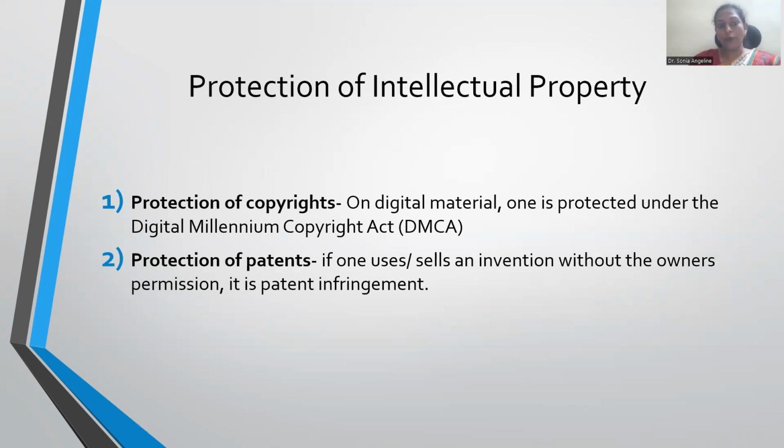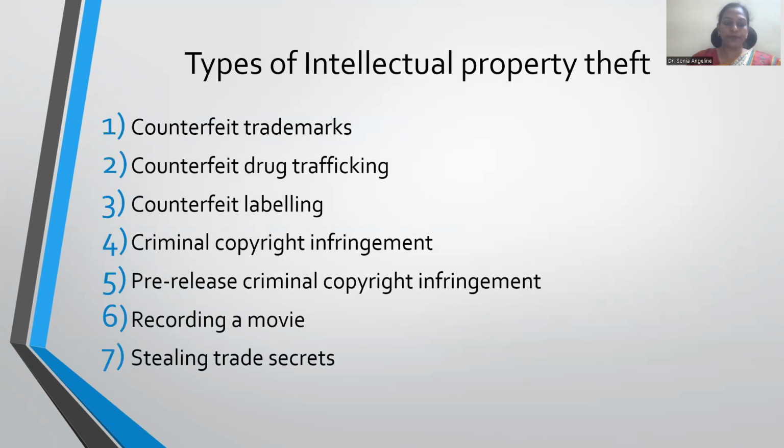How to protect intellectual property? Protection of copyrights: on digital material, one is protected under the Digital Millennium Copyright Act. And protection of patents: if one uses or sells an invention without the owner's permission, it is called patent infringement. The types of intellectual property theft are counterfeit trademarks, counterfeit drug trafficking, counterfeit labeling, criminal copyright infringement, pre-release criminal copyright infringement, recording a movie, and stealing of trade secrets.